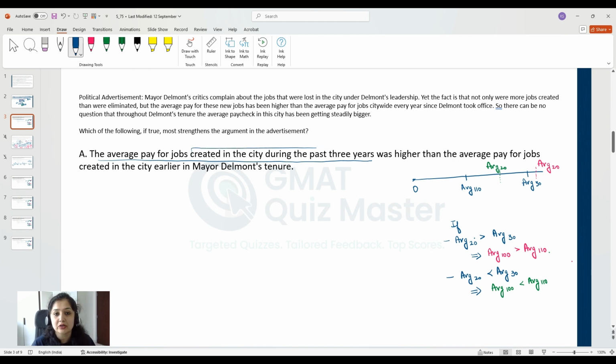Now, does the passage talk about jobs that were created in the past 3 years? Do we know for how long Delmont has been the mayor in that city, or do we have any such idea that how many jobs were created in the last 3 years?